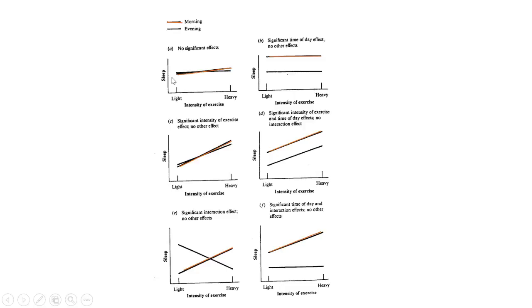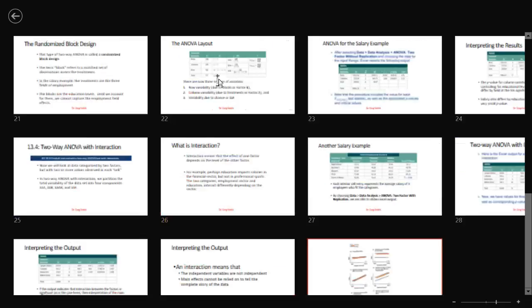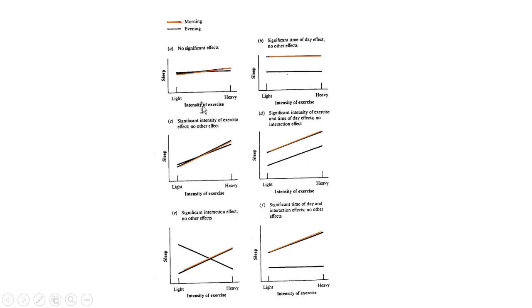So if I measure them and I look at the span of the line to see whether or not people get the same amount of sleep, in this case nothing significant is happening at either end. We're not seeing much of a difference, so there are no significant effects. If we see that, for example, morning sleepers get a lot more sleep than people who sleep in the evening, but their light to heavy level doesn't really change, basically the time of day has an effect, and that's it. Here, there was nothing affecting what you were sleeping.